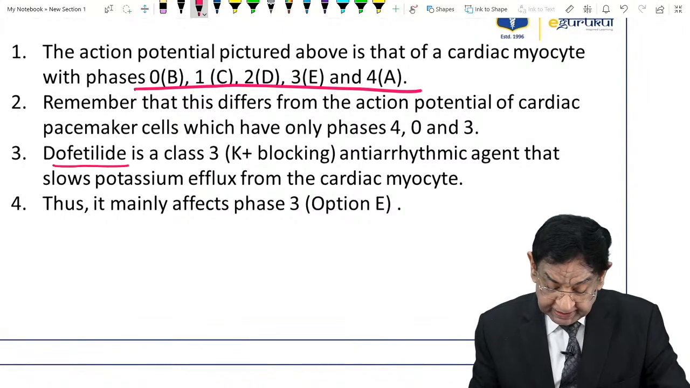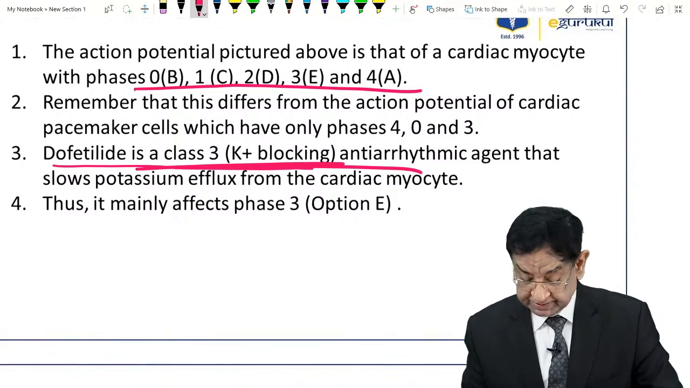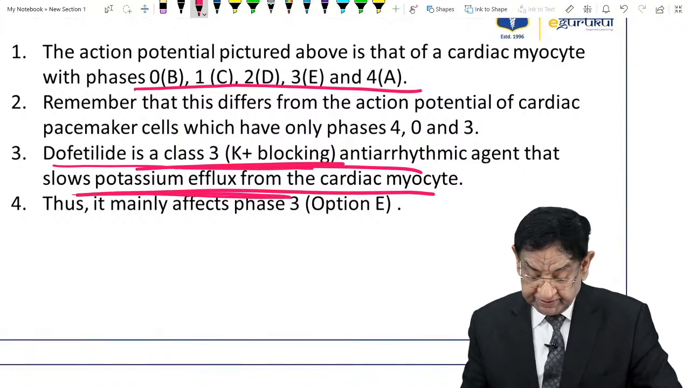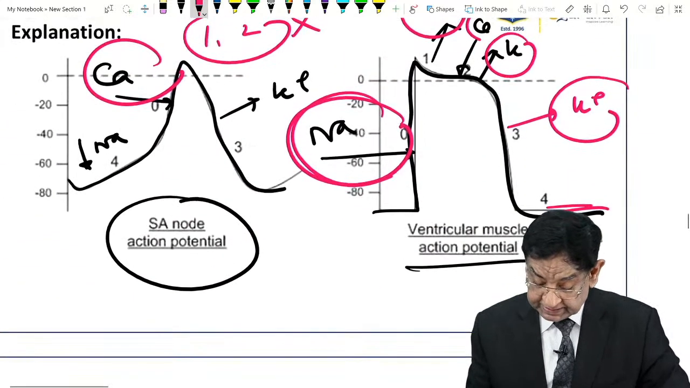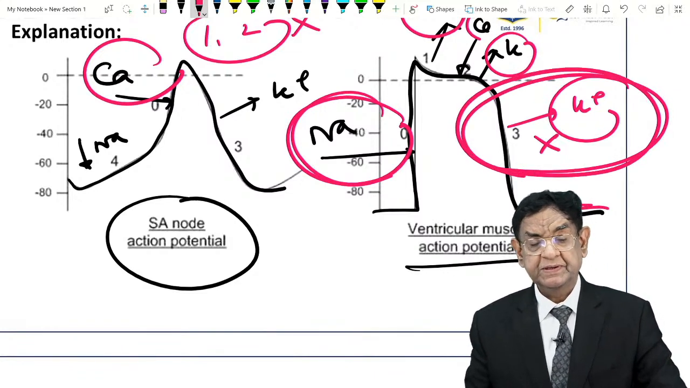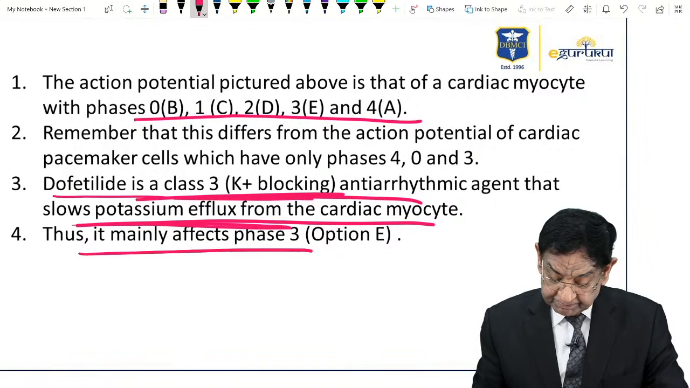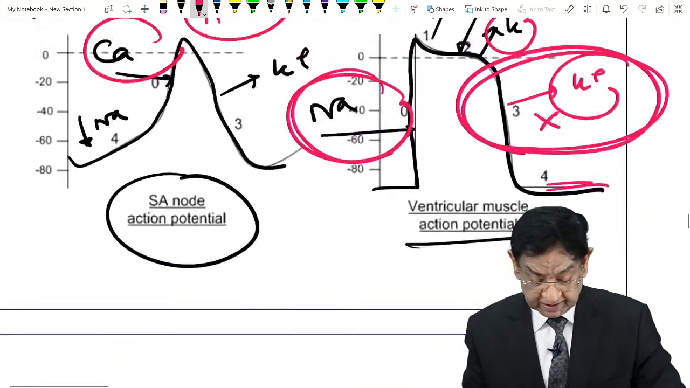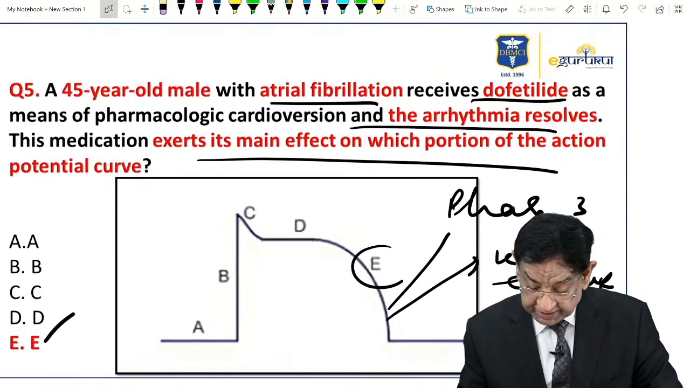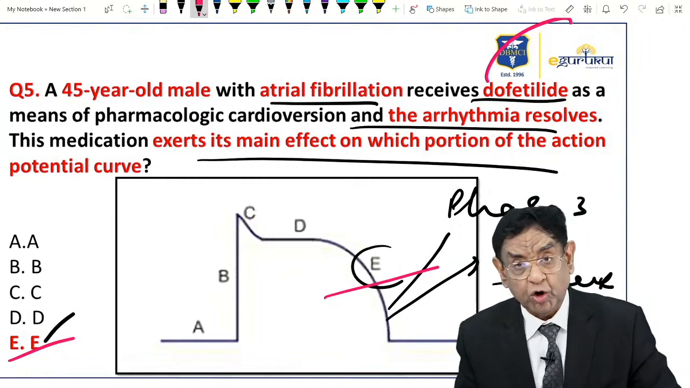And dofetilide is a class 3 drug. It is a potassium channel blocking drug that slows down the potassium efflux from the cardiac myocyte. That I told you, it is a class 3 drug. This is the site of action of class 3 drugs. That means they are potassium channel blockers, so they mainly affect phase 3, option E in the graph. Right? So dofetilide is a class 3 drug acting at the potassium channel. Hence the answer is option E.